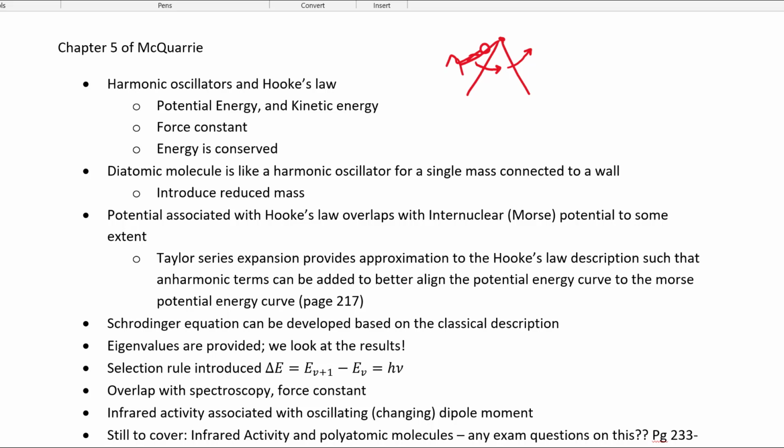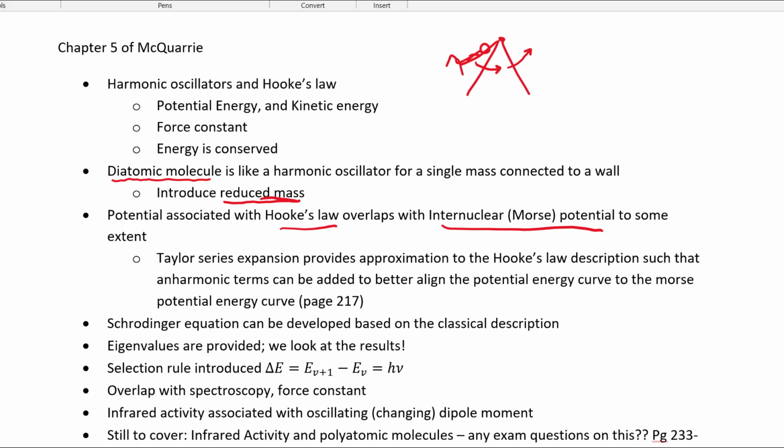With that in mind, we quickly recognize that in fact the diatomic molecule is like a harmonic oscillator for a single mass connected to a wall, and then we get the opportunity to use the reduced mass that was introduced earlier in the textbook. So we also start to think about how the potential associated with a true diatomic molecule is described with the internuclear or Morse potential, and it has some overlap with the Hooke's law potential energy, but it's not exactly the same.